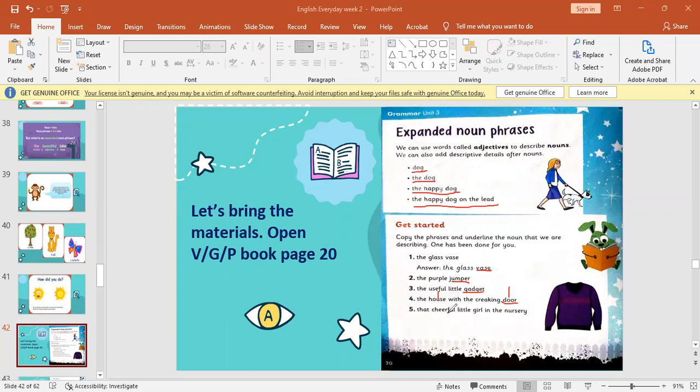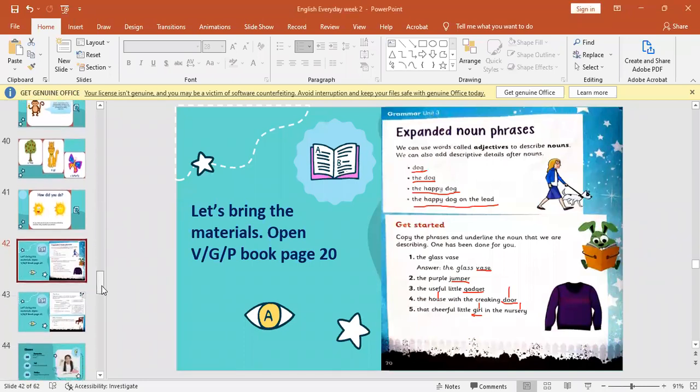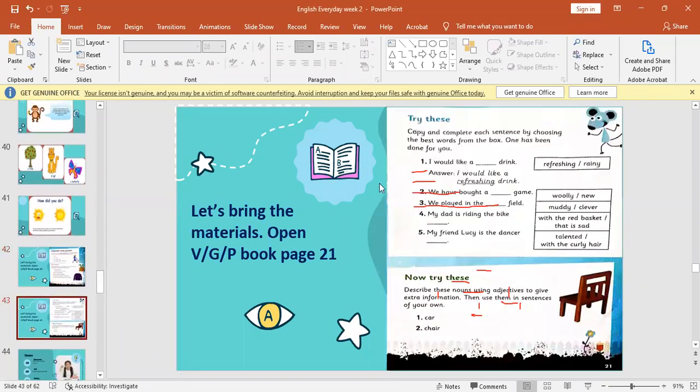Now again, that cheerful little girl in the nursery. Girl and nursery are nouns. Which one are we going to choose? The cheerful little girl. So the girl is being described here. So we underline the word girl. All right, guys. So that being done, let's go over to page 21.